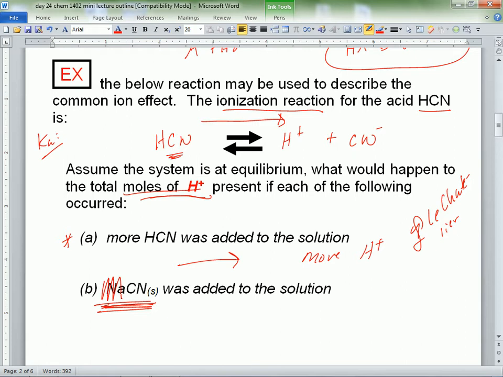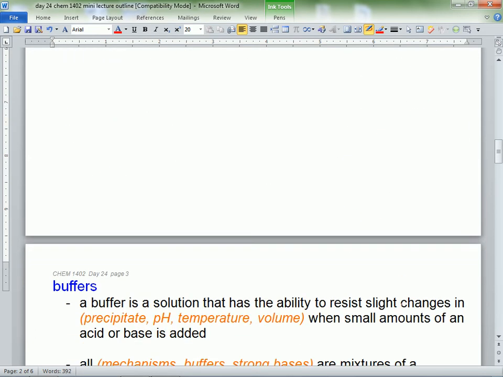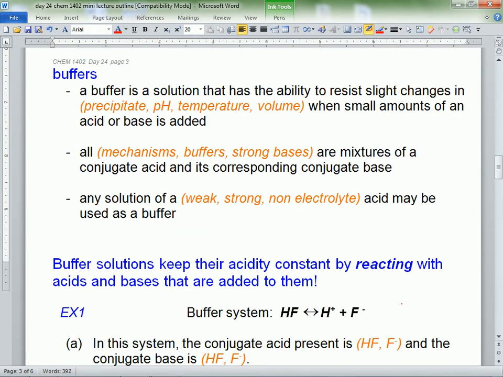Why less? Does everybody agree? Because there's too much product, right? The equilibrium can't tell. It's just product. You have too much product, so it has to shift. That means less. Okay, that's the idea behind the common ion effect. It's also really the idea behind buffers.